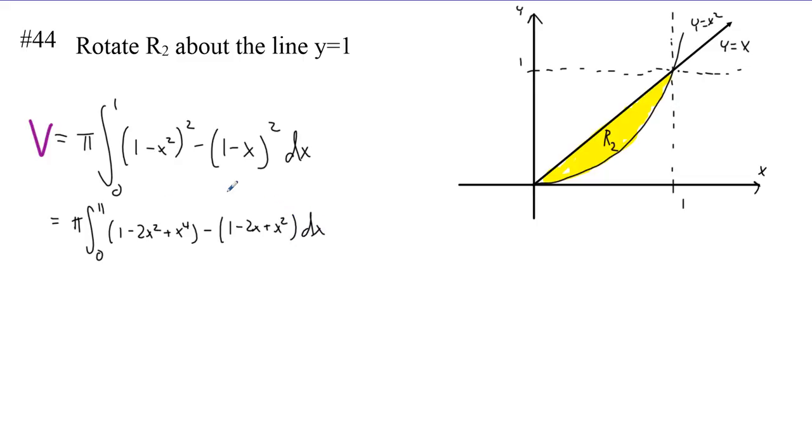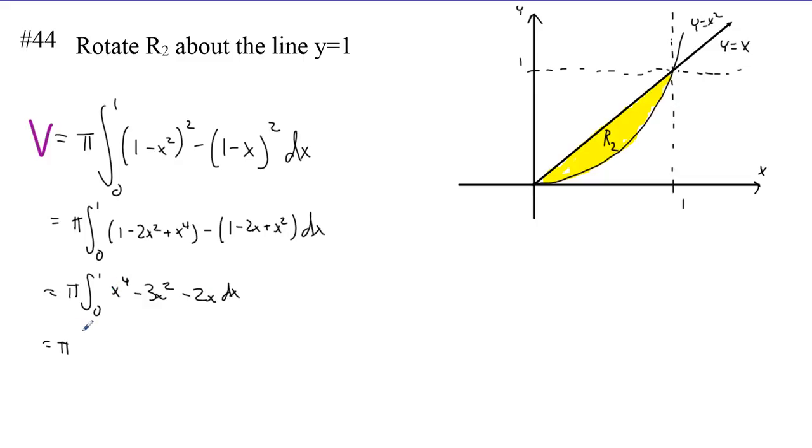And this is from 0 to 1. Simplifying this, collecting my like terms, I'm going to have x to the fourth, minus 3x squared, and then plus 2x, dx. And again, I'm just going to evaluate this in the context of simple power rule on each term.